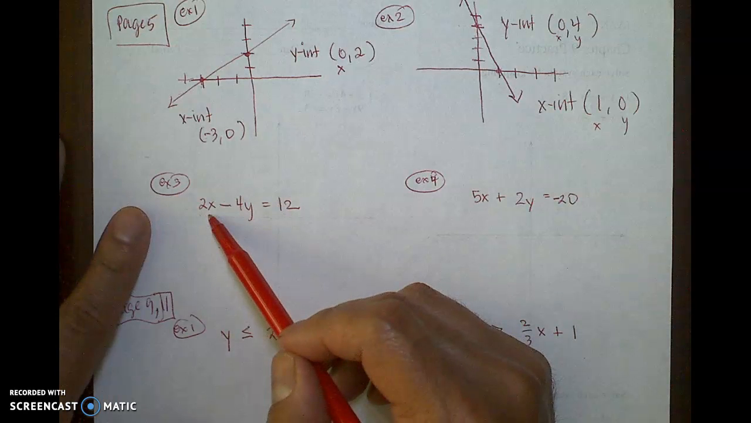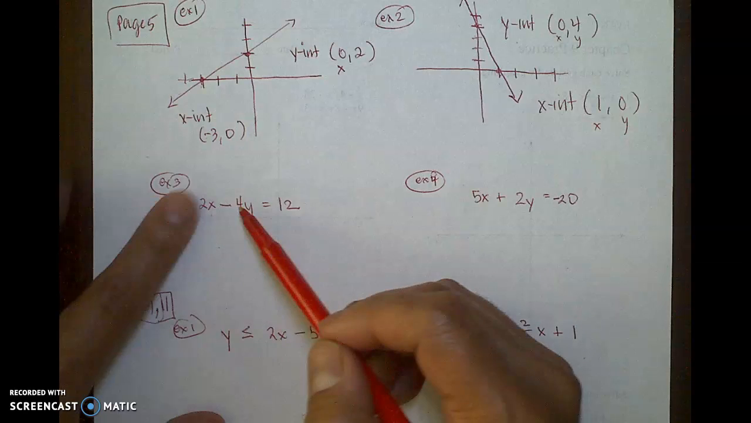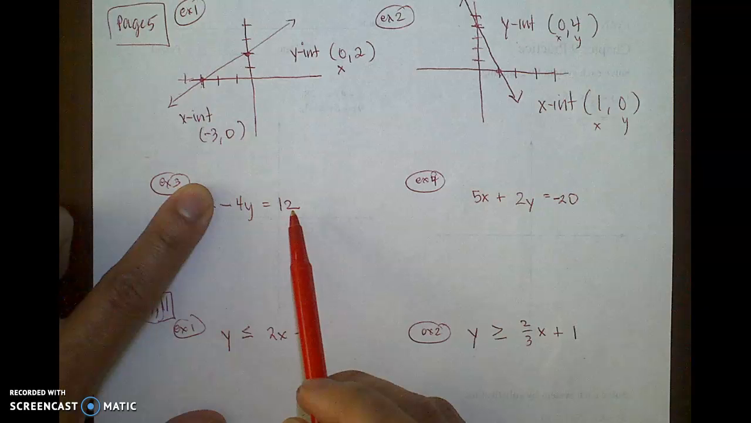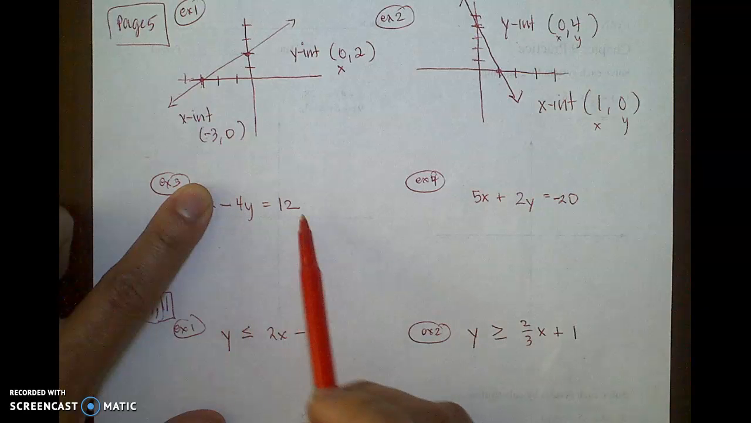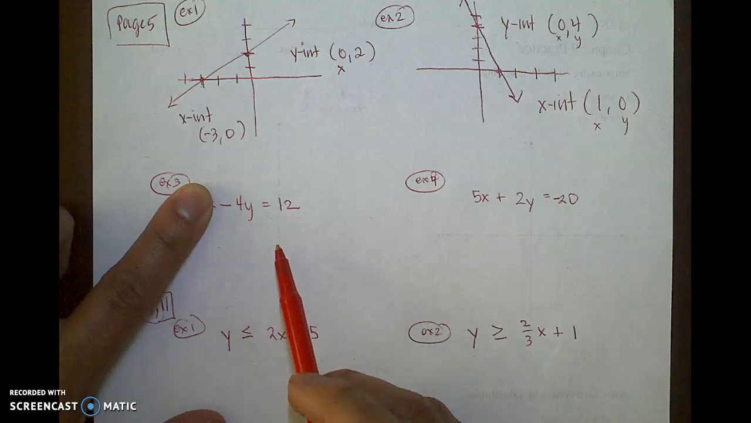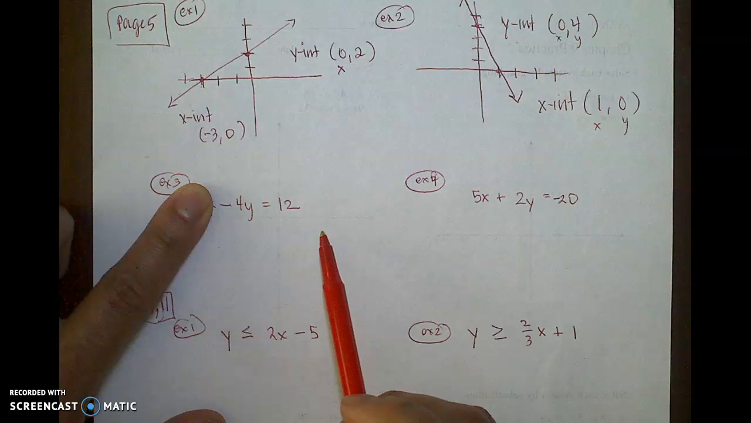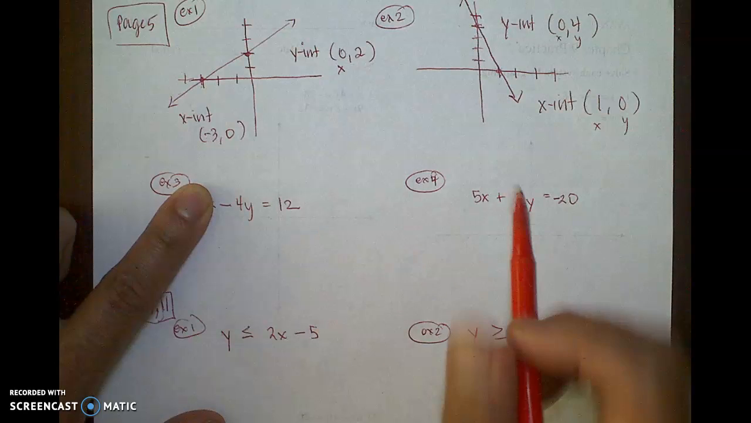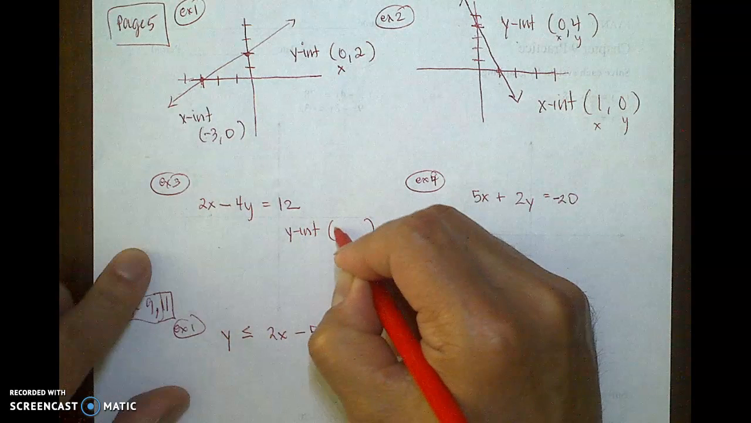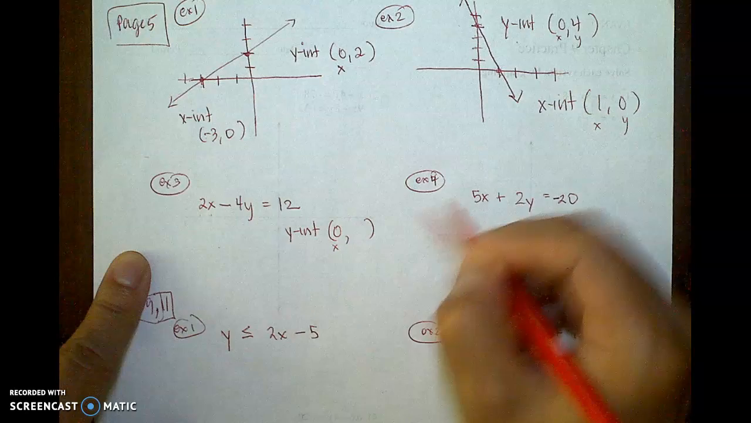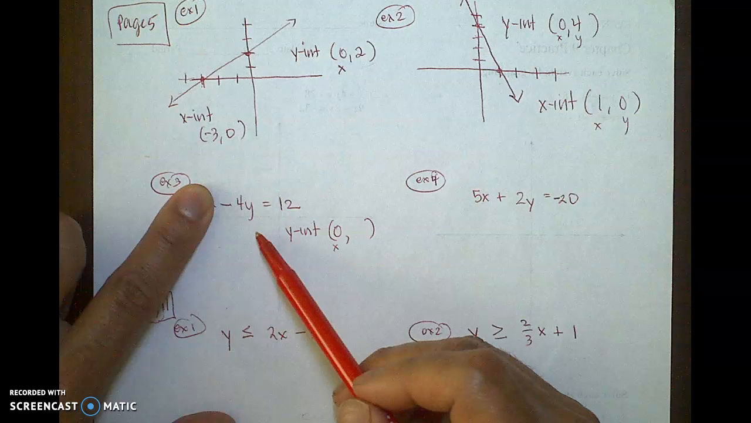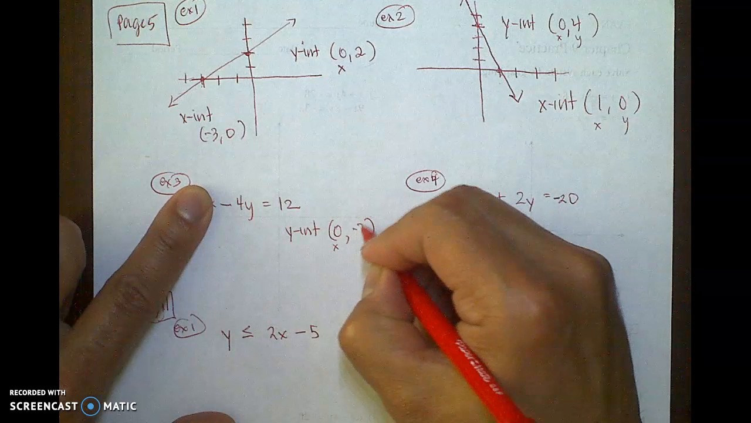Again, we plug 0 in for x, and that whole term goes away. Now you're left with this part of the equation, -4y equals 12. Solving for y, you divide both sides by -4 and get y equals -3. So we found the y-intercept. Remember, we plugged 0 in for x, the x number, and solved for y. y is equal to -3.